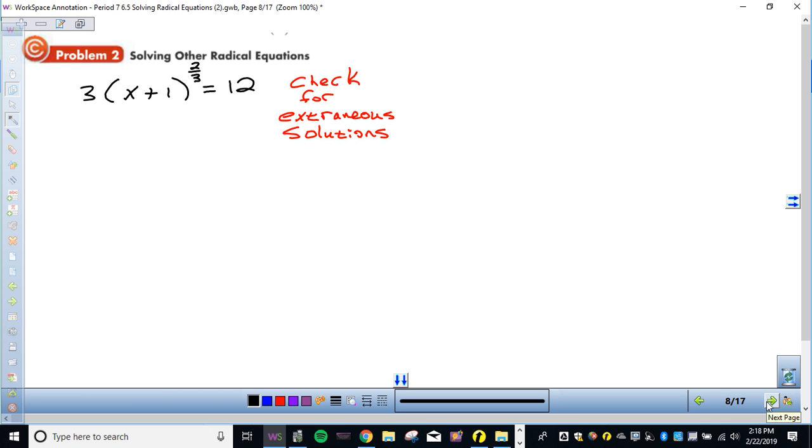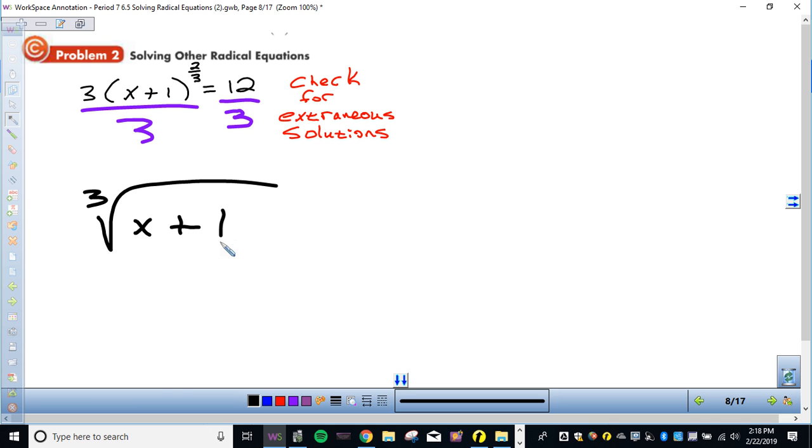Okay, what's the first step on this problem? Divide by 3. So we're going to divide both sides by 3. Now, after I divide by 3, I'm going to rewrite the left side radically. Okay, so the 3 goes in the elbow. And then x plus 1, I'm going to leave out the squared part for now, because I want you to kind of think about it.